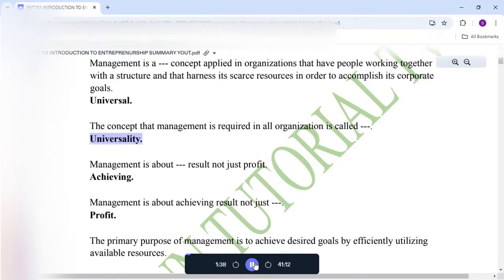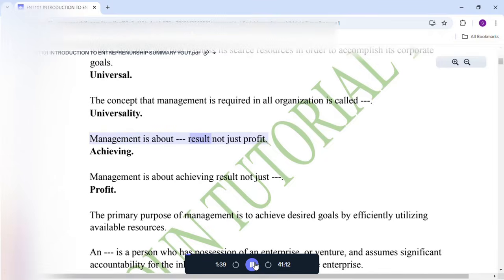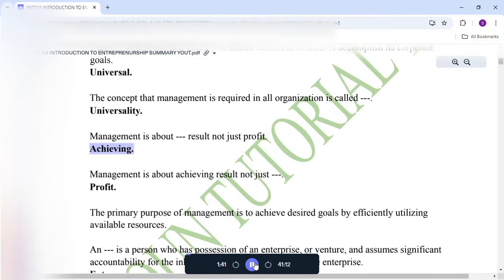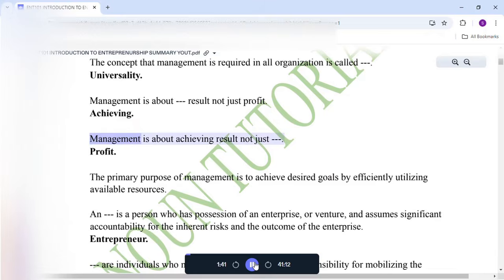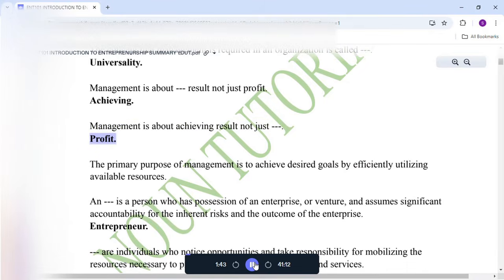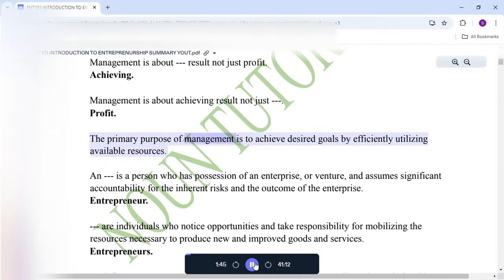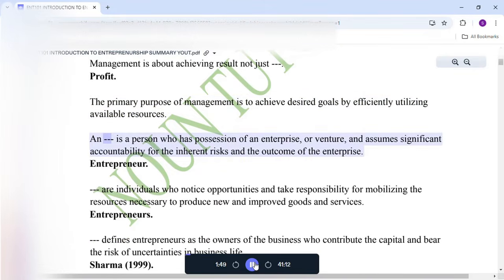Management is about achieving result, not just profit. The primary purpose of management is to achieve desired goals by efficiently utilizing available resources. And an entrepreneur is a person who has possession of an enterprise or venture and assumes significant accountability for the inherent risks and the outcome of the enterprise.